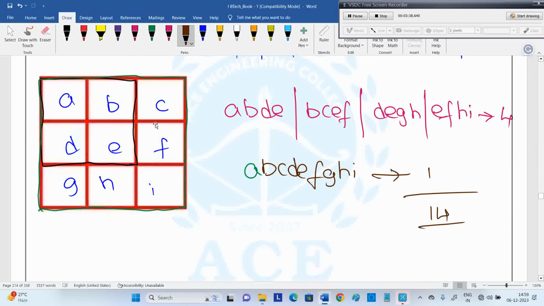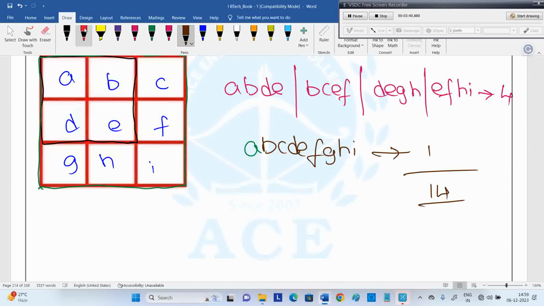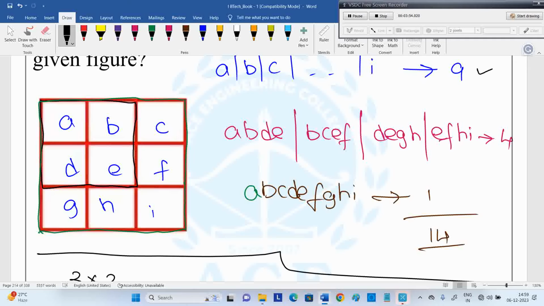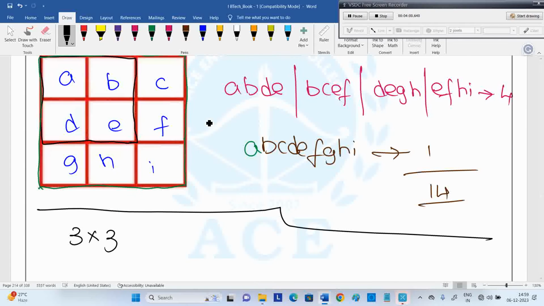So what is the alternate method? What is the number of rows and columns here? 3 rows and 3 columns. First you write 3 into 3. What is 3 into 3? 9. If we do 3 into 3, the single boxes count will come. Next, decrease the row by 1 and the column by 1. The row becomes 2 and the column becomes 2. 2 into 2 is nothing but 4.